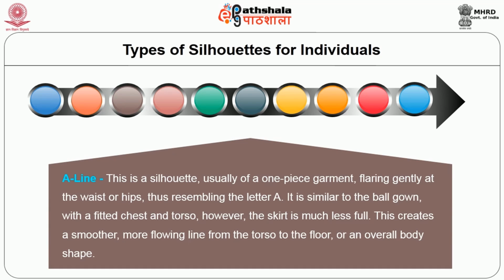The A-line silhouette, on the other hand, is usually a one-piece garment. It flares gently at the waist or hips, thus resembling the letter A. It is similar to the ball gown, with a fitted chest and torso, however, the skirt is much less full. This creates a smoother, more flowing line from the torso to the floor, or an overall body shape.